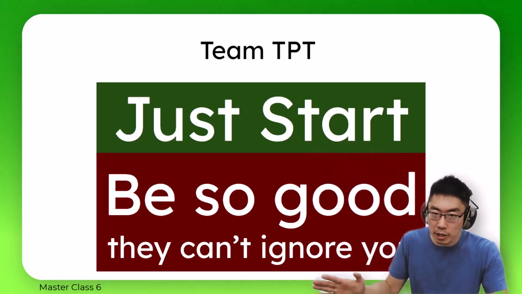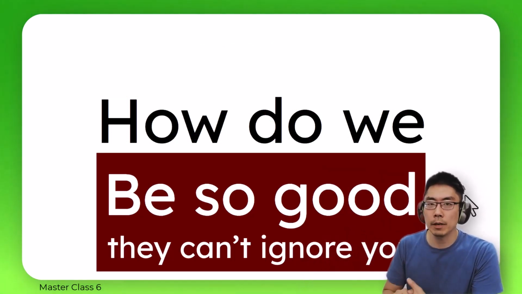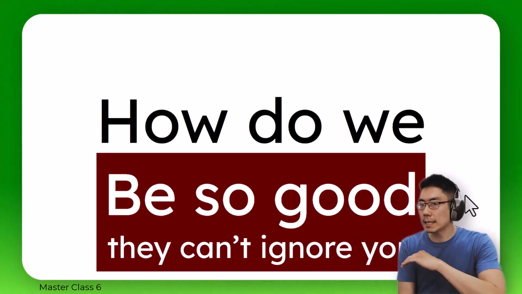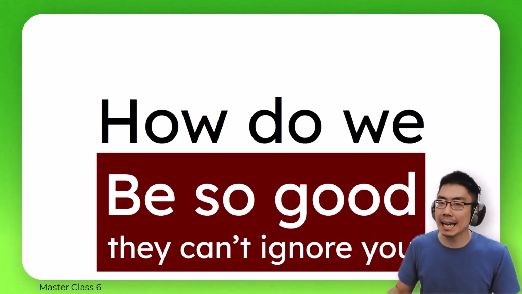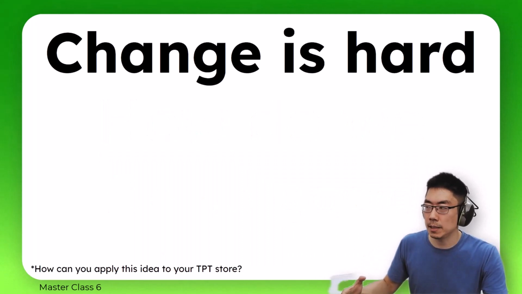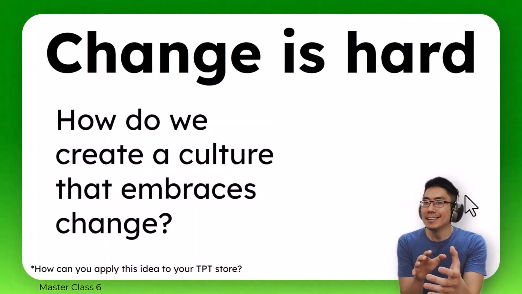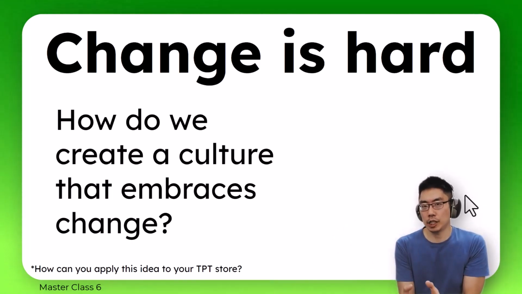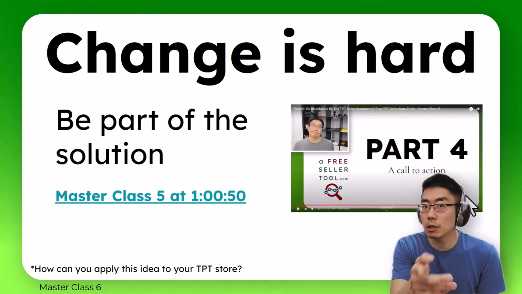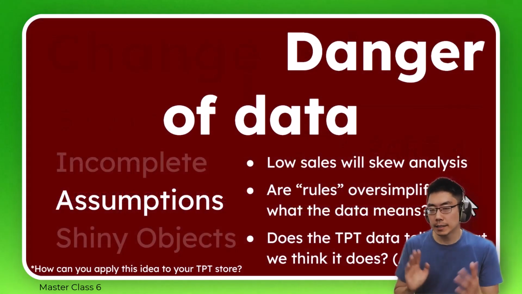The goal is to be so good they can't ignore you. And so now, not just talking about Team TPT, people who work at that company or who work at IXL, but talking about everyone invested in TPT. How do we make TPT as an ecosystem so good they can't ignore you? Because if the system becomes good, we all win as TPT sellers. Change is wicked hard, but how do we create this culture where maybe we're able to embrace change? And that's a really hard paradigm shift. So I invite you, if you haven't watched Masterclass number 5, at the 1 hour mark, I talk about this call to action. Check it out.